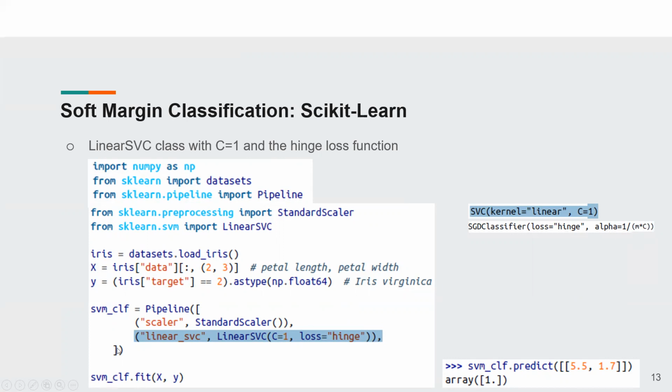Once you build this SVM classifier, clf, you can predict the classification for a specific input of petal length and petal width, which class it belongs to.